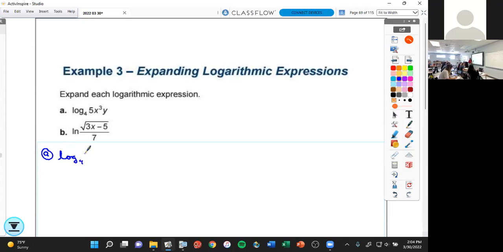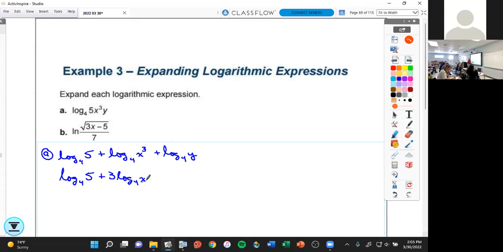Log base 4 of 5, plus log base 4 of x cubed, because 5, x cubed, and y are just all multiplied together. There's one more thing I can do. Move the 3. Yeah, perfect. Plus 3 log base 4 of x, plus log base 4 of y. And that is the final answer for part A.